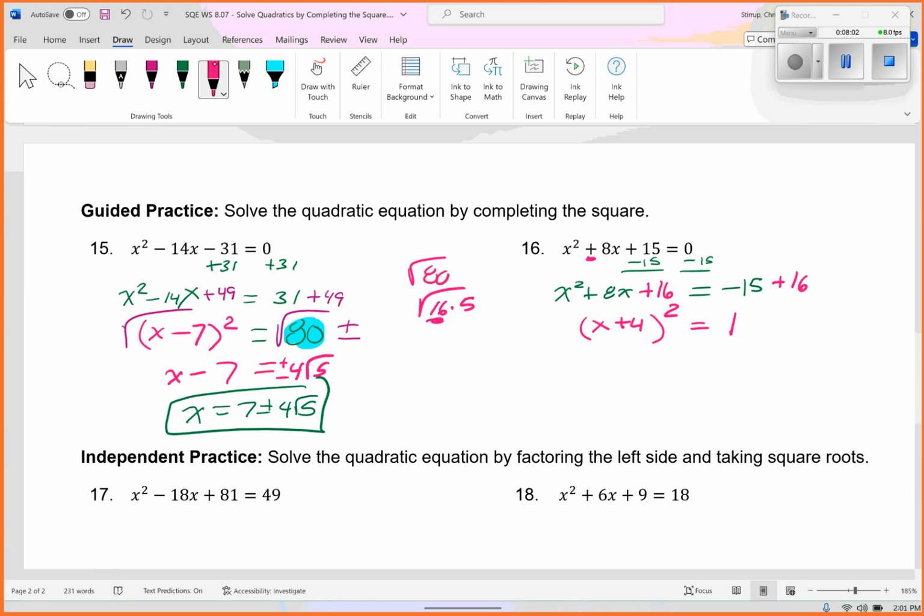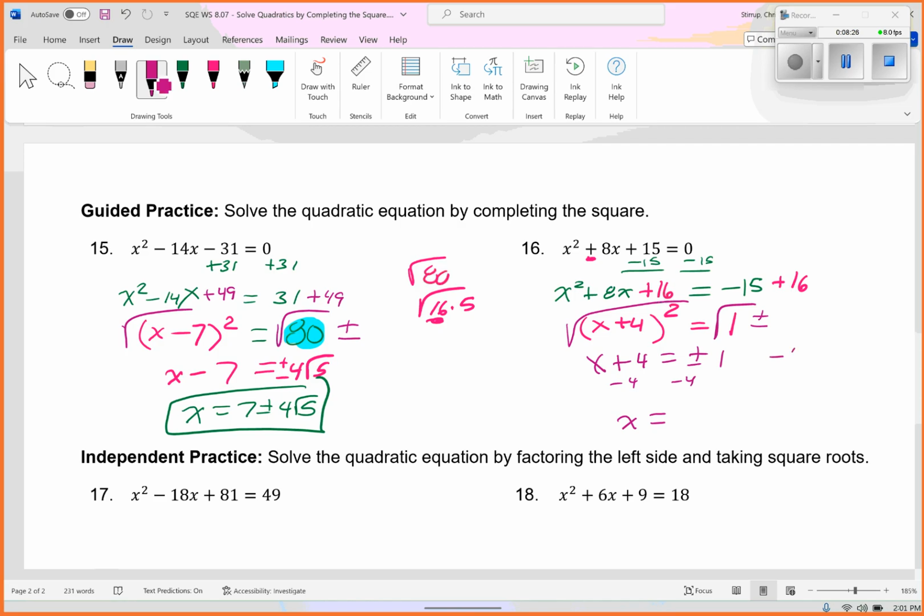Well, this one might work out really well. Ready to root. Don't forget plus minus. What's the square root of 1? 1. So I have positive negative 1 on the right side. Subtract 4. Now, this one's actually going to work out. This one no longer has any square roots as part of the answer because when I took the square root, it was a perfect square.